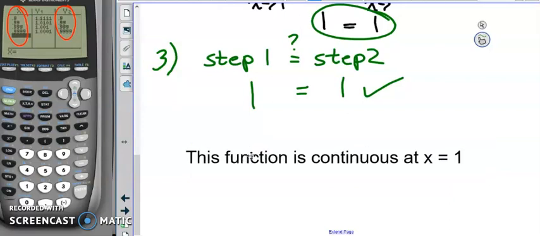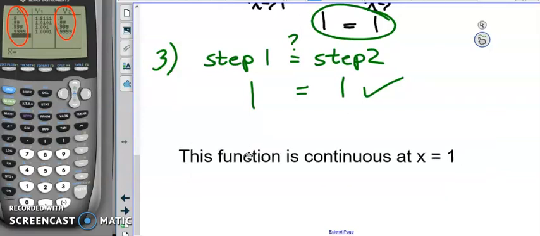All right, so here, again, we found out that it's continuous. Yay! Let's go for it. And that's all this is for continuity. That's all we're doing.